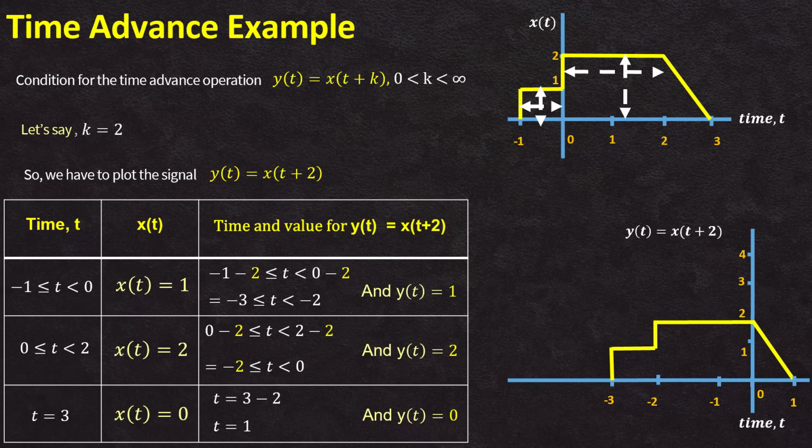Now if we look at the two waveforms, then we can see that for the signal x(t), the time axis exists from -1 to 3, but for the signal y(t), which is equal to x(t+2), the time axis is available from -3 to 1. In this case, we have subtracted 2 from the time axis of the signal x(t) and no change takes place in the amplitude of the signal. So for the time advancement of the continuous time signal, we just need to subtract k from the time axis of the original signal for every time instant, and no change should take place in the amplitude axis of the original signal.